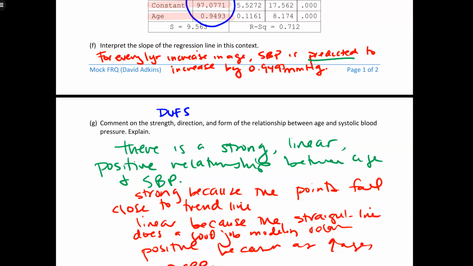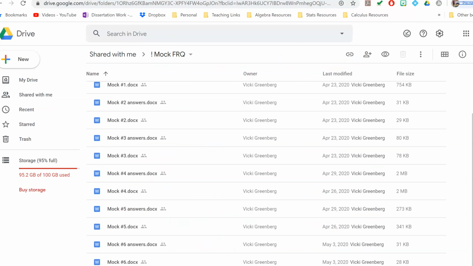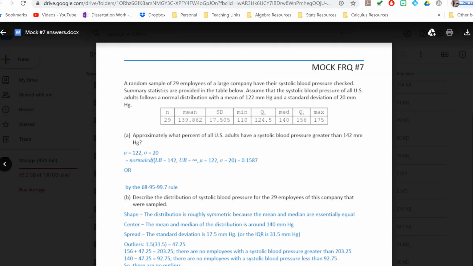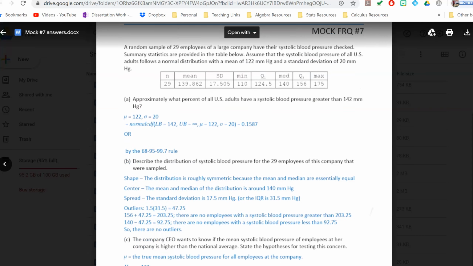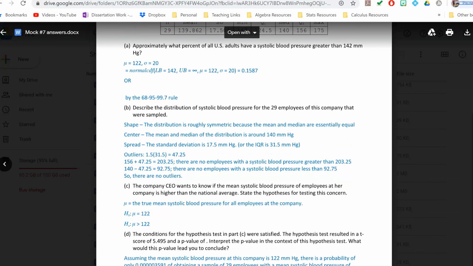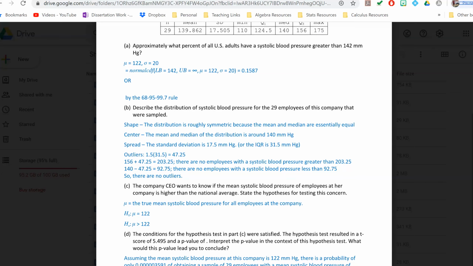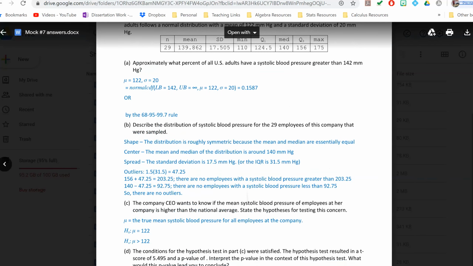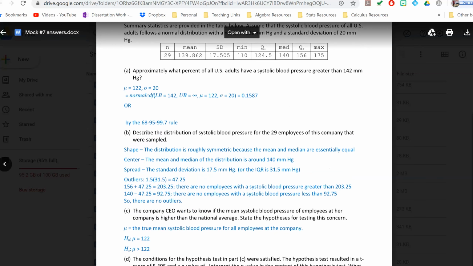It's obviously not a standard College Board one, so it doesn't have a rubric the way a College Board one normally would. But glancing through this answers, let's see what they have. Cool. They have the two things. You could use that, like I said, 15.87 or 16%, whichever you did. Shape, roughly symmetric. Good. They did not draw that from the box plot. They looked at the mean and median, which is completely legitimate as well. In this case, you can see the mean is 139.8. The median is 140. Very, very close.